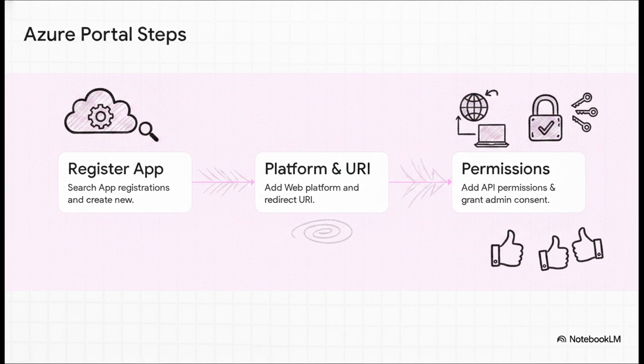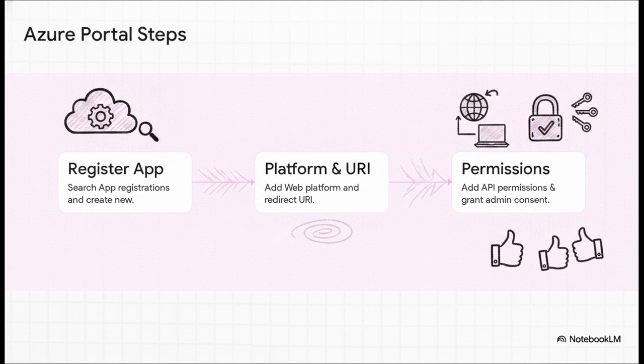First, jump into the Azure portal, search for App Registrations, and choose New Registration. Give it a name, register it, done. Second, under Authentication, you'll choose Add a Platform, select Web, and enter your redirect URI, like a local address, say, localhost 8080/login, and hit Configure.